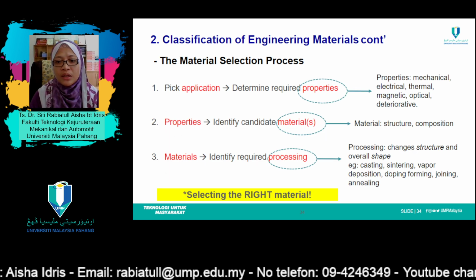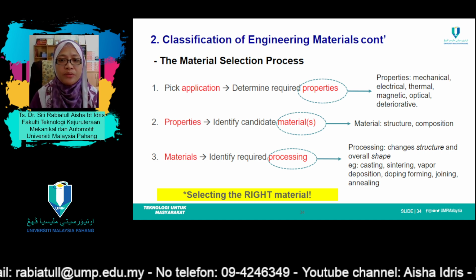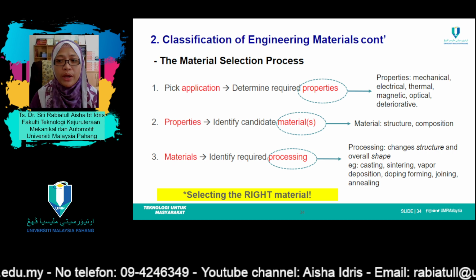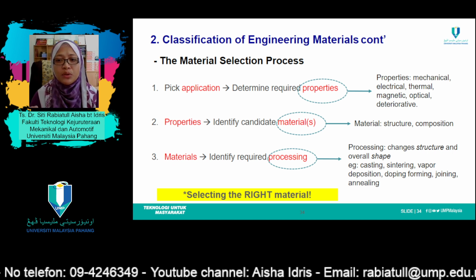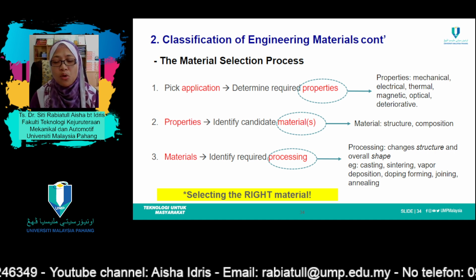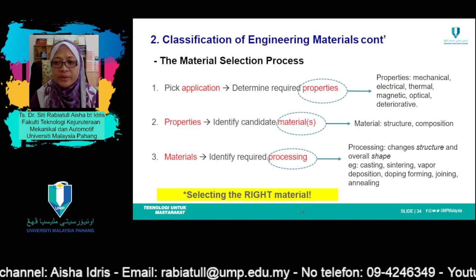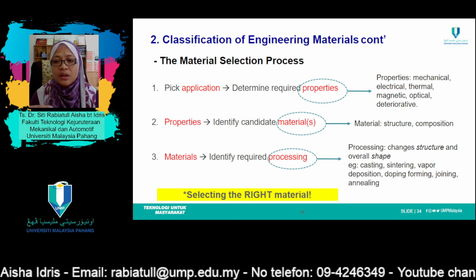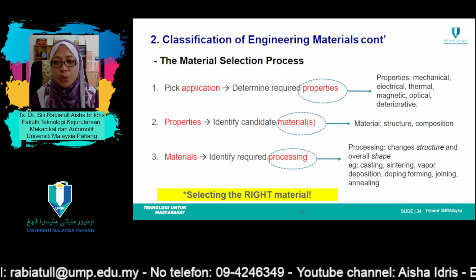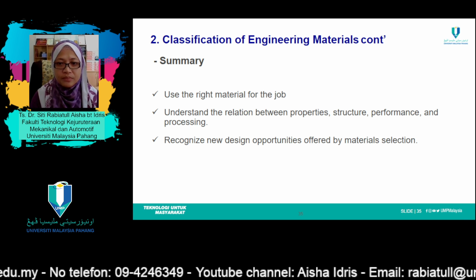And to summarize again, the material selection process will start from picking the application, whereby we need to determine the required properties. After that, we need to identify the candidate materials, which include structure or composition, and then identify the required processing. For example, we can process it through casting, sintering, vapor deposition, doping, joining, annealing, and so on and so forth.